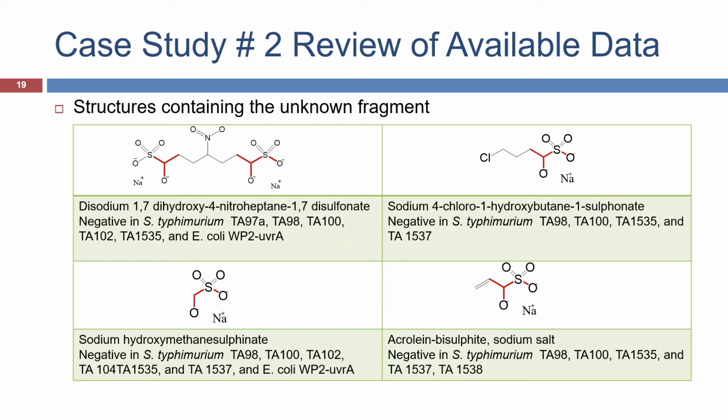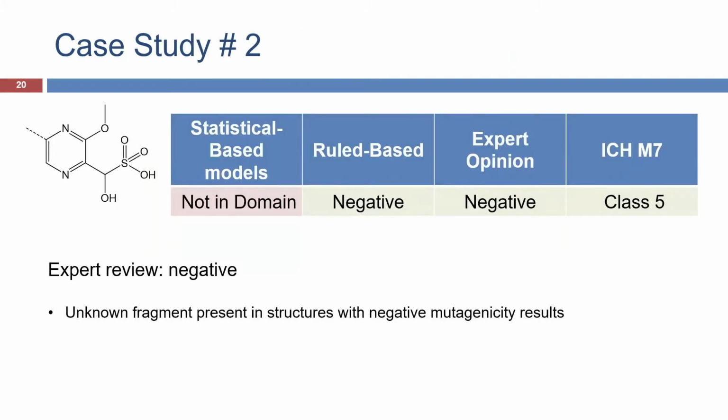So based on this data, we conclude that although this is not in domain in the statistical based models, this unknown fragment is present in several structures that had negative mutagenicity results. Therefore, we consider that these molecules should be predicted negative, and the ICH M7 classification should be class 5.